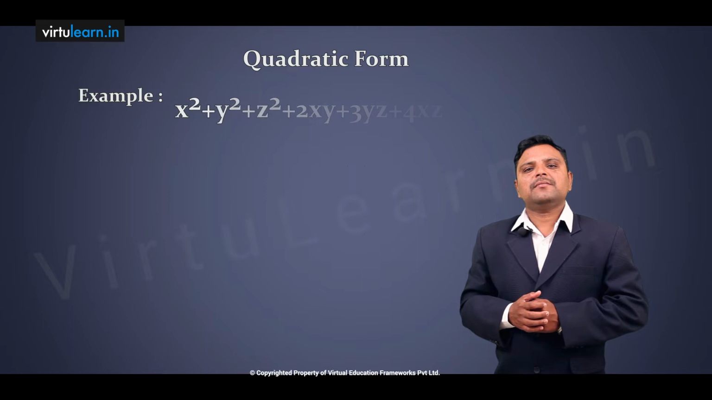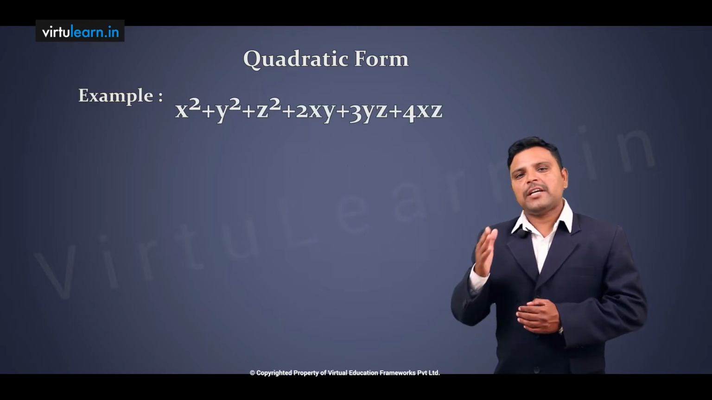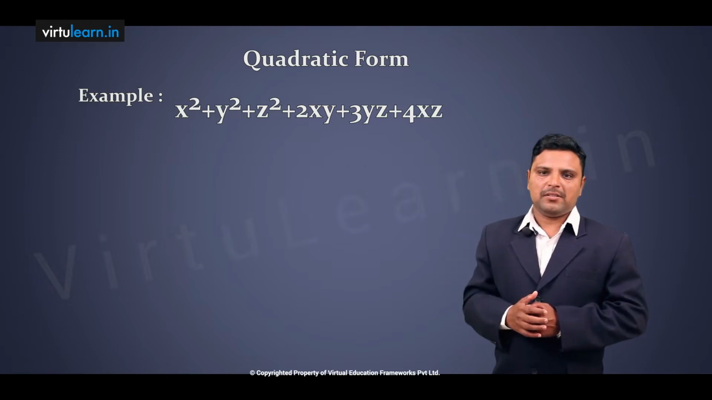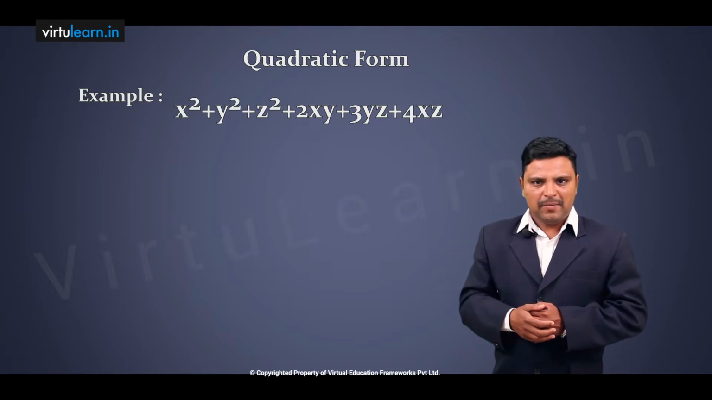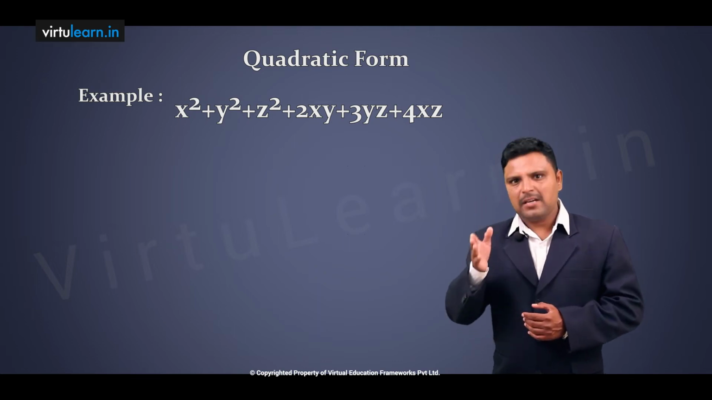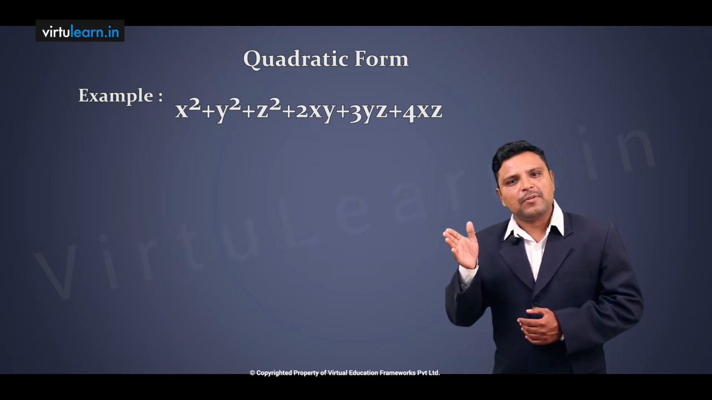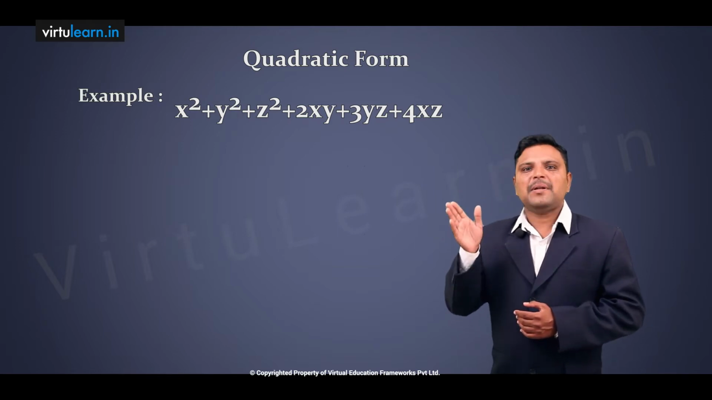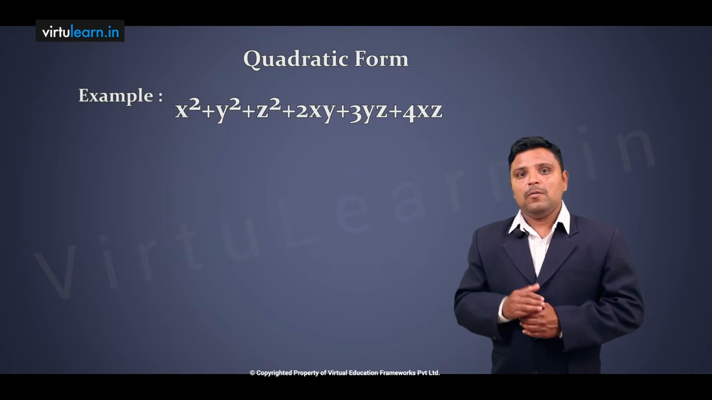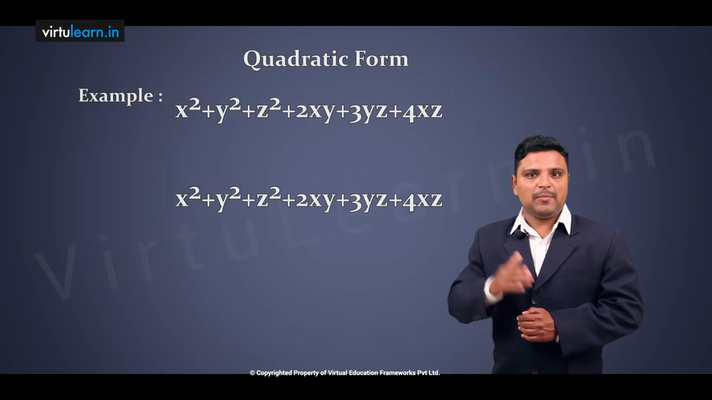x square plus y square plus z square plus 2xy plus 3yz plus 4zx. I am writing here quadratic form. Example once again: Q equal to x square plus y square plus z square plus 2xy plus 3yz plus 4zx. This is nothing but quadratic form. Why should I call this quadratic form? This is quadratic form in three variables x, y, z.